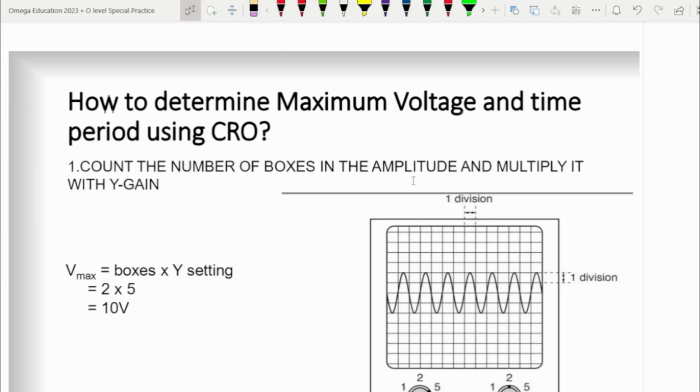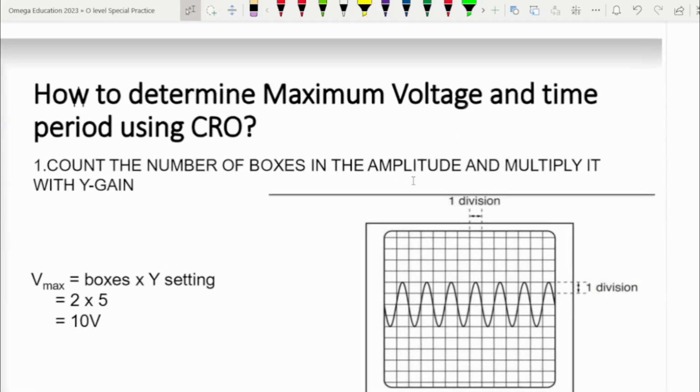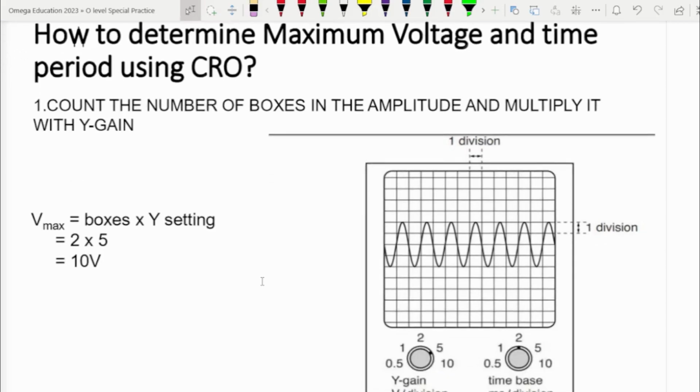Now let's take a look at the next thing. How to determine the maximum voltage and the time period using the oscilloscope. So the first part is we need to calculate the number of boxes in the amplitude if you want to find the maximum voltage. And then we need to multiply with the Y gain. And then you can write down this formula.